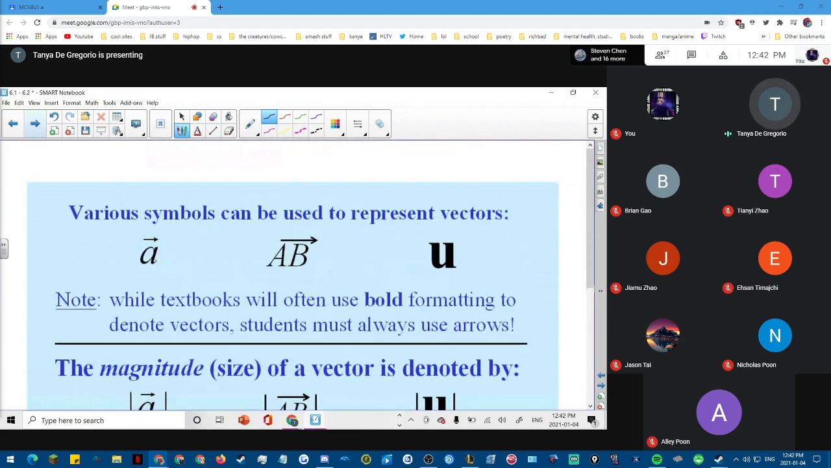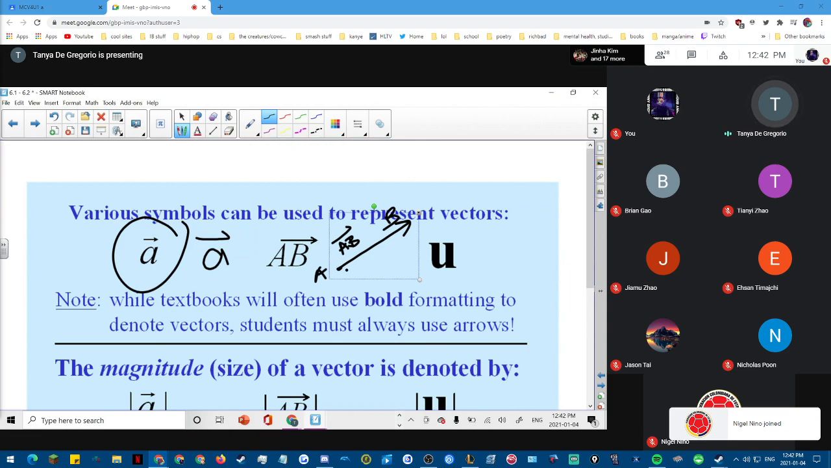So various symbols can be used to represent vectors. As you saw, I just used this form. So vector A, it's got an arrow on it. A lot of times, guys, when you write it, you write it like that, and you'll see that in print as well. Capital AB, so let's say, for example, this is vector AB. You're going from point A to point B, and it gives you vector AB. And then you'll see bolded. Now that's only good for text. I don't want you guys to be bolding because I can't tell. So I need you guys to use arrows.